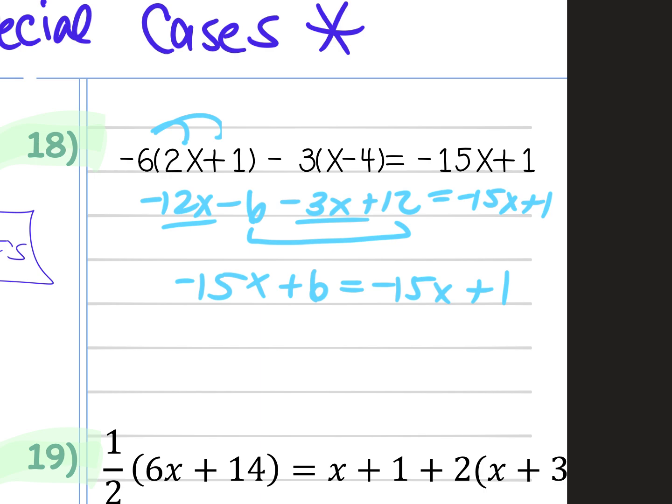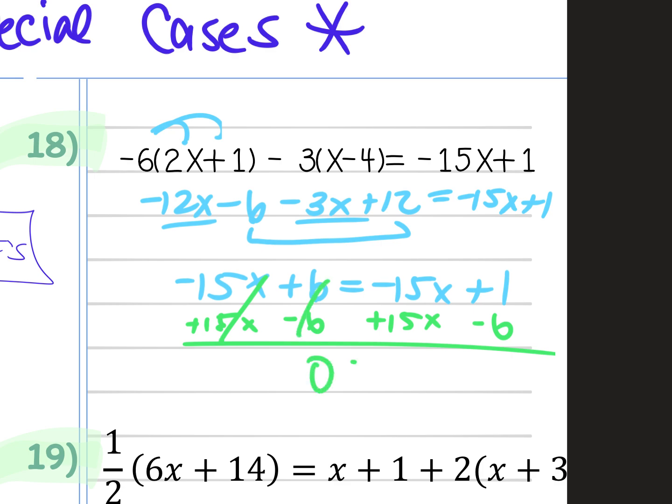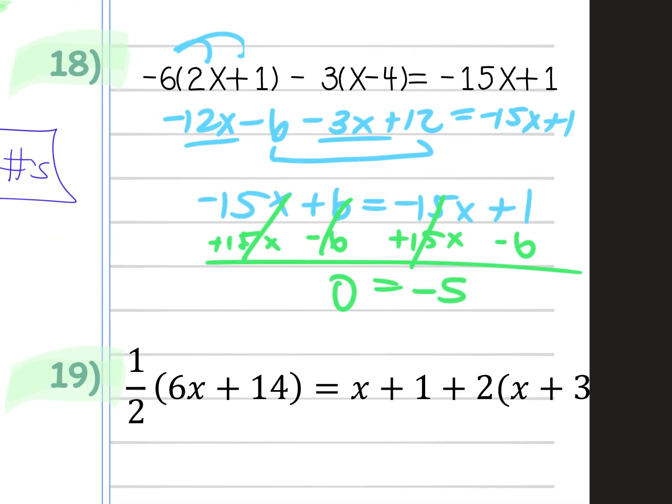No solution. If you aren't 100% sure, go the extra step to solve. Let's go ahead and add 15x to both sides and subtract 6. So I have 0 equals what? Negative 5. Now that should be super apparent to you that your answer is no solution. What that means is no matter what you put in for x, it will never make the equation true. The left-hand side will never be the same as the right.